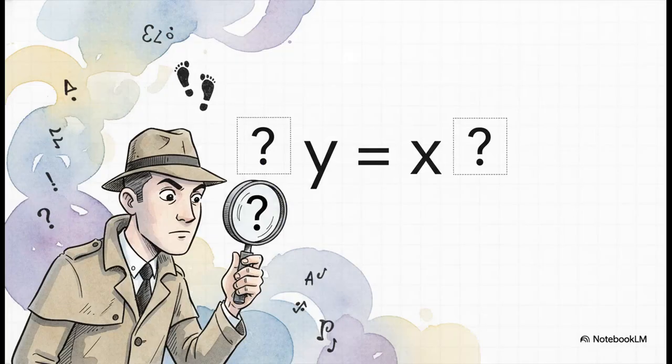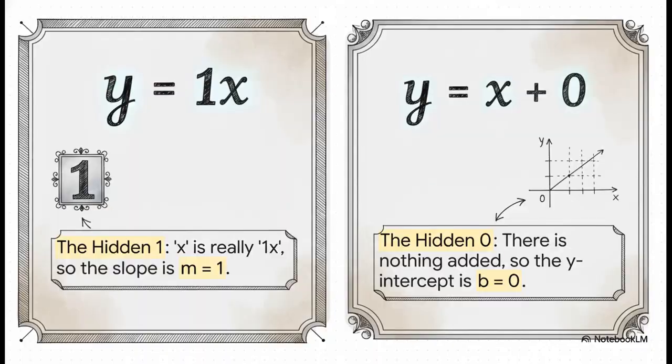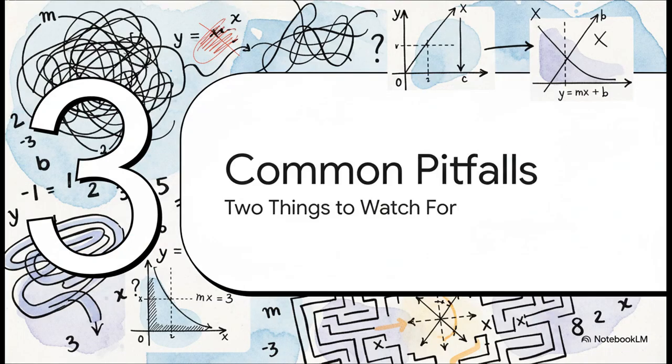Okay, how about this one? Y equals x. Where are the m and the b here? It kind of looks like they just disappeared. Well, they didn't disappear, they're just invisible. In algebra, we don't usually write a 1 in front of a variable. So when you see x, it's really 1x. That means our slope, m, is 1. And what about b? Well, since there's nothing being added or subtracted, our starting point is just 0. The line starts right at the origin. Okay, you're getting the hang of this.